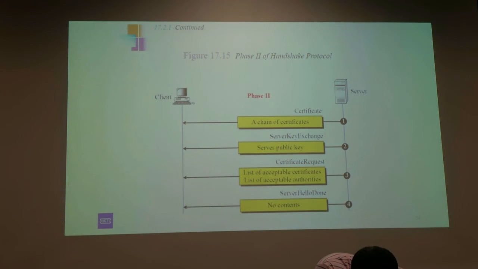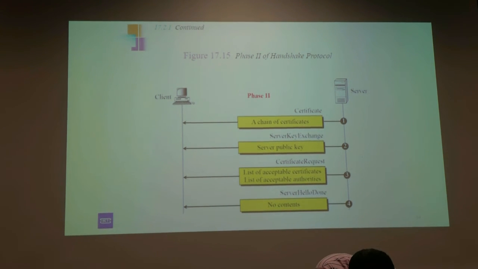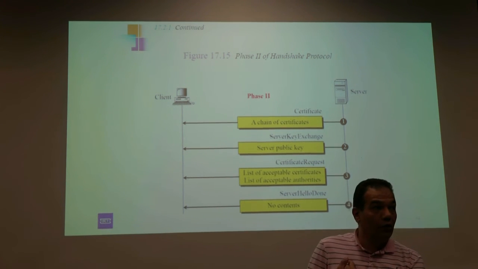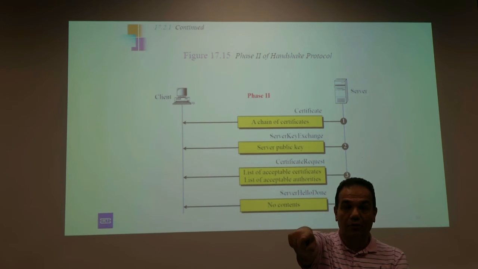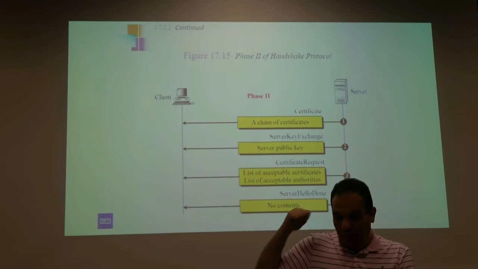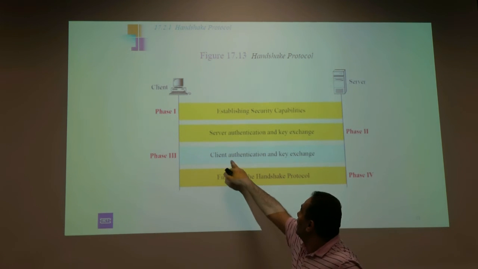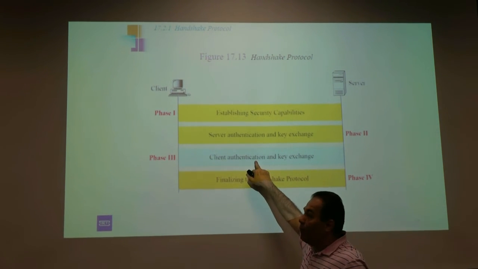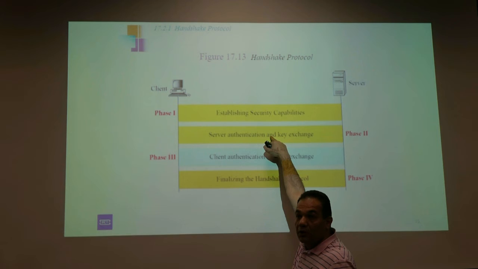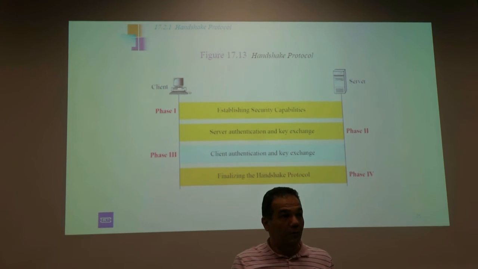Then you have the certificate request. The server may require the client to authenticate itself. If the server requires the client to authenticate itself, this will happen in phase 3. In phase 3, the client authenticates itself, right? But phase 3 will take place only if the server asked for it in phase 2. Clear at this point? All right.